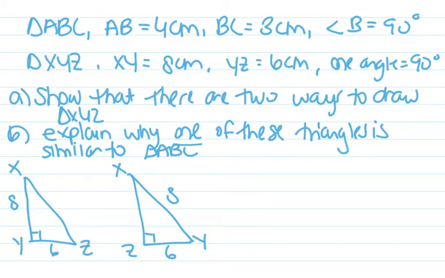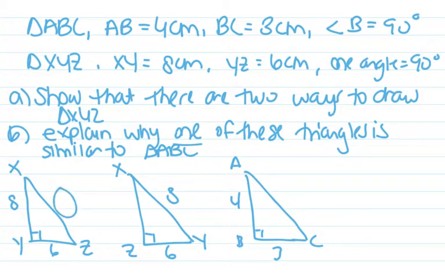We then would draw triangle ABC. Angle B is 90 degrees. AB is 4, and BC is 3. Now we can find the missing side lengths using the Pythagorean theorem because these are both right triangles. So we need 1, 2, 3 missing side lengths.